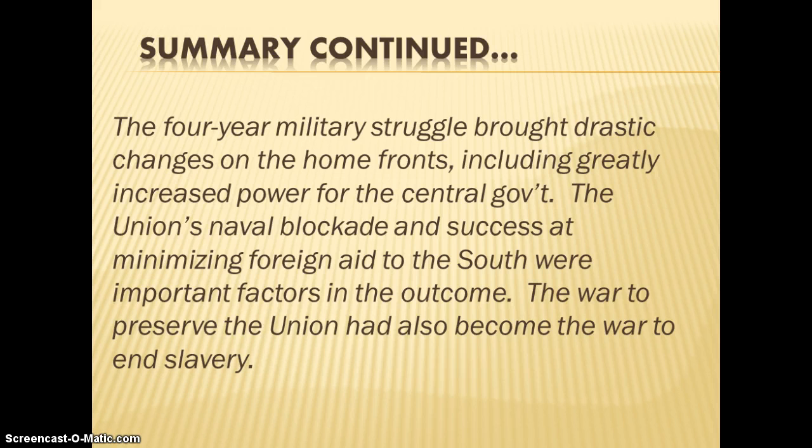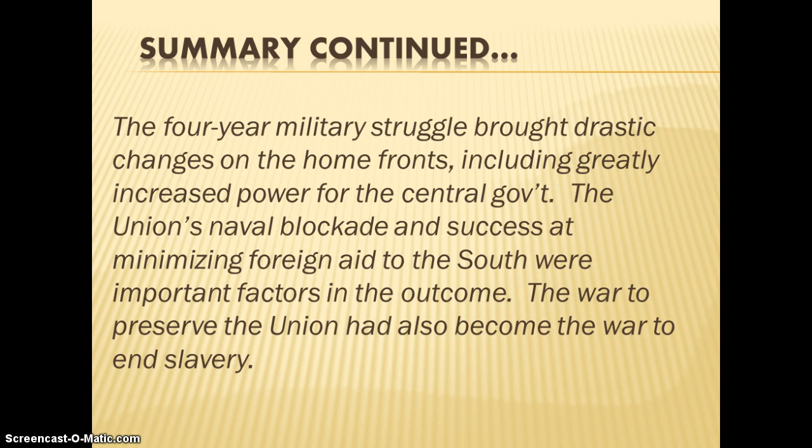The 4-year military struggle brought drastic changes on the home fronts, including greatly increased power for the central government in the United States. The Union's naval blockade and success at minimizing foreign aid to the South were important factors in the outcome. The war to preserve the Union had also become a war to end slavery. Let me extrapolate a little bit on this summary.